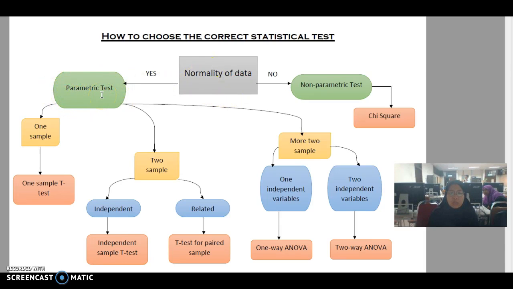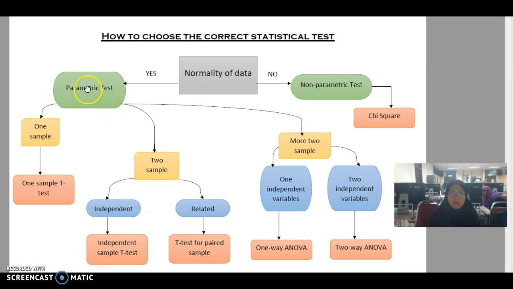But then we will look at how many samples the data has. So if the data has only one sample, we will use the one sample t-test. If the data has two samples, we will see whether the samples are independent or related. If the data is independent, we will run the independent sample t-test. And if the two samples are related, we will run the t-test for paired sample.